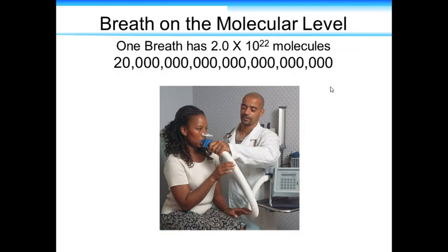Now let's try to conceptualize how many molecules are actually in a breath. When you take in a lungful of air, you're taking in about 2 times 10 to the 22nd molecules. This picture here is of a fellow testing this young woman's ability to take in a breath, measuring lung capacity. But for the average person, this many molecules zoom into our lungs when we take a breath of air, which is a lot.